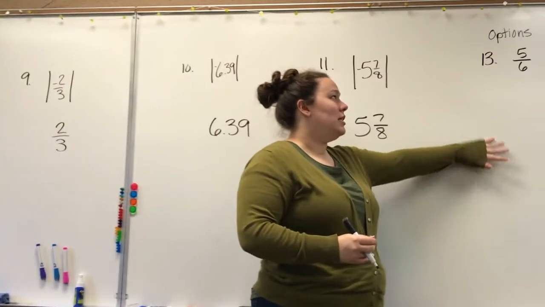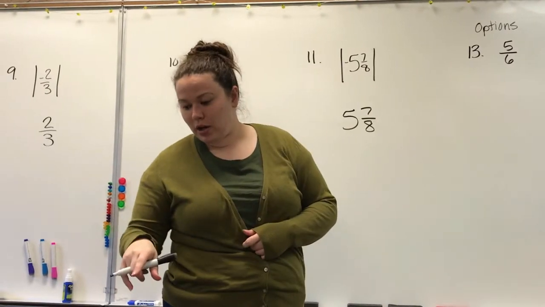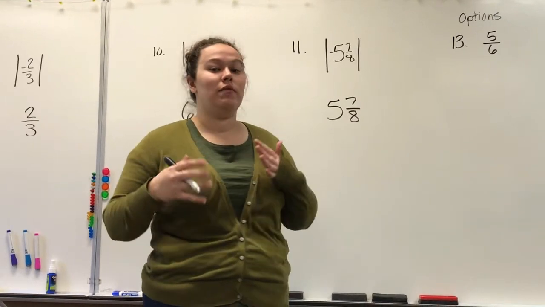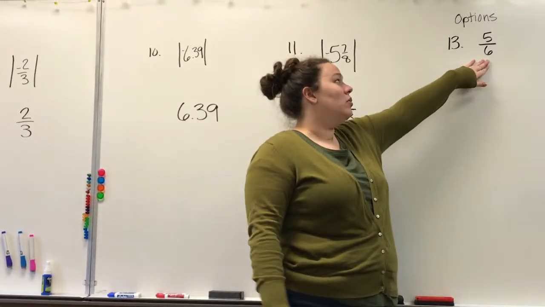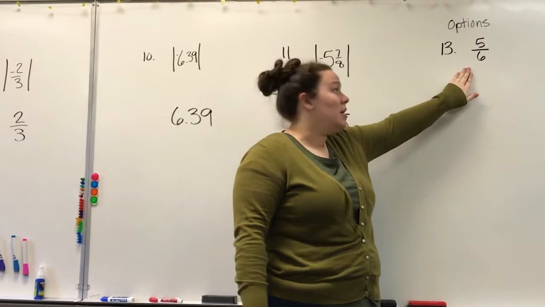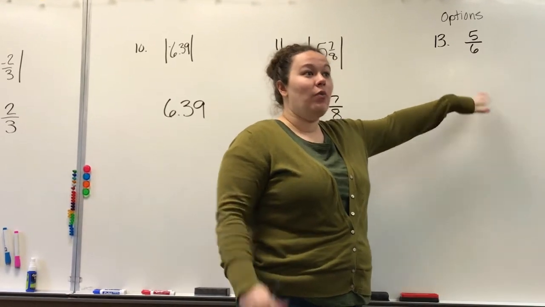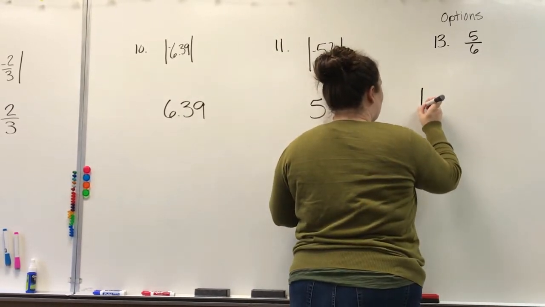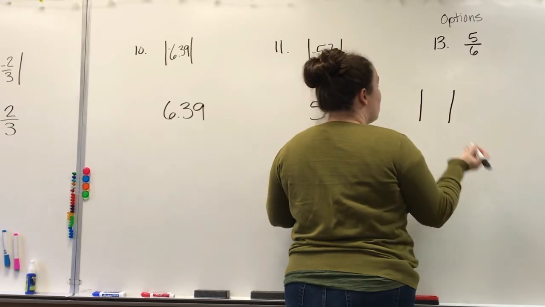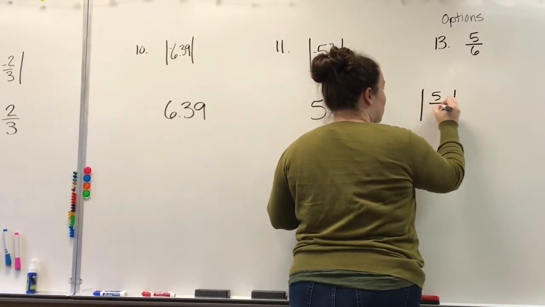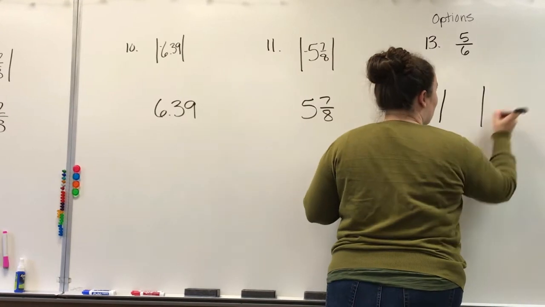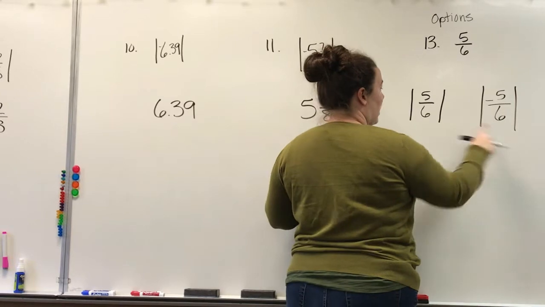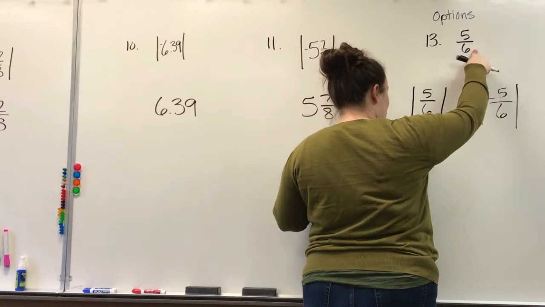Number 13, and the ones that follow after that, 12 all the way through 16, it wants you to give them options. So it gave you the absolute value on number 13 of 5/6. It wants you to give the 2 options of what the problem could have been. The first one is 5/6 in absolute value. The second one is -5/6. Either one of those answers would have gotten you to this.